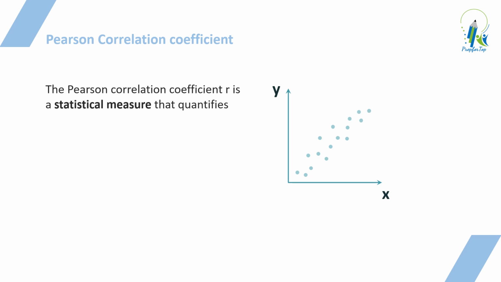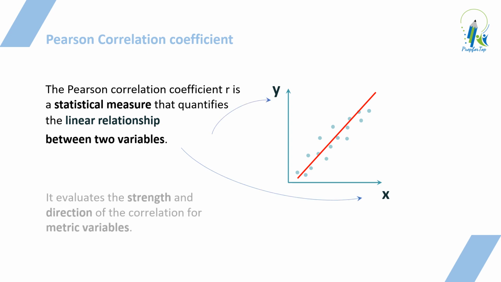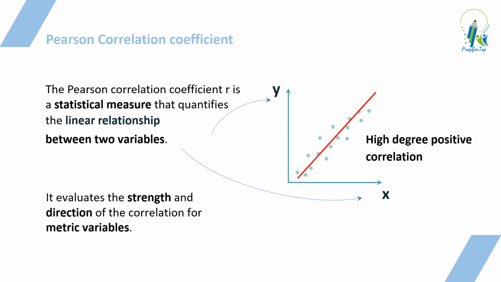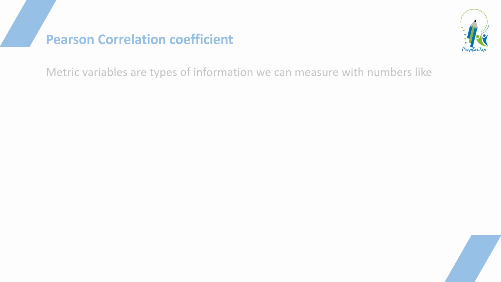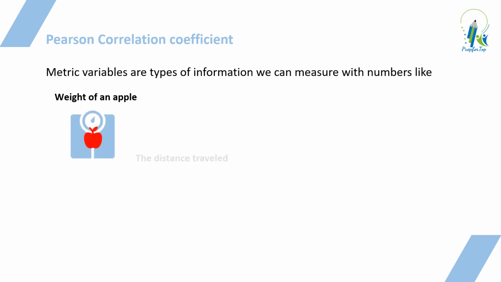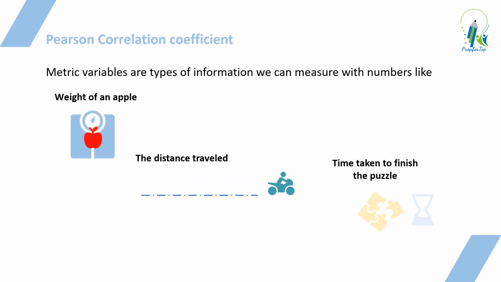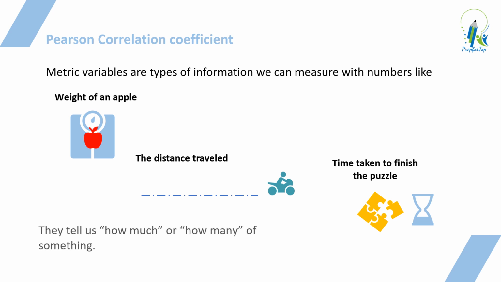The Pearson Correlation Coefficient, R, is a statistical measure that quantifies the linear relationship between two variables. It evaluates the strength and direction of the correlation for metric variables. What are metric variables? Metric variables are types of information we can measure with numbers, like the weight of an apple, the distance traveled, or the time taken to finish a puzzle. They tell us how much or how many of something.